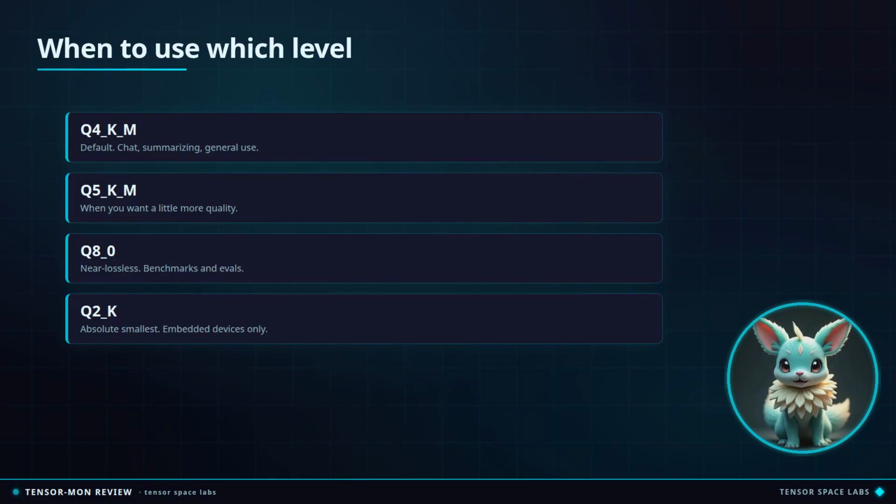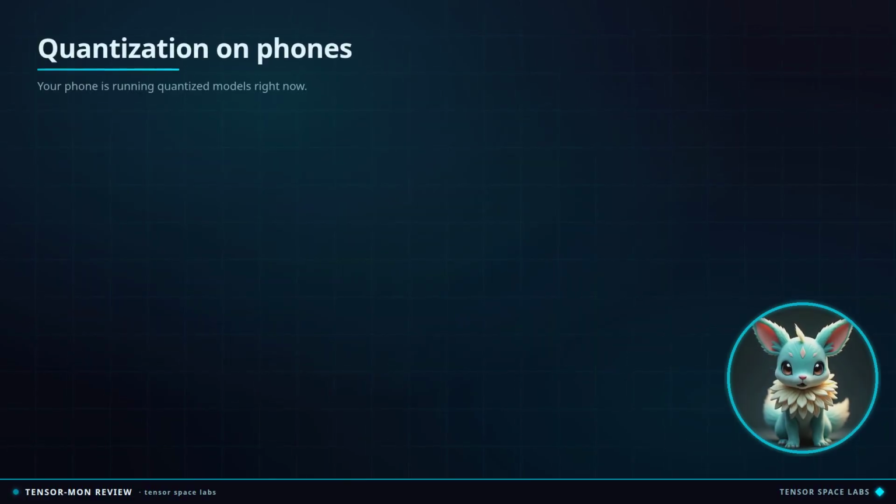Q2 is embedded-only territory. Your phone's autocomplete, your smart keyboard, and voice commands already use quantized models. They cannot afford to load a 14-gig file into a phone's tiny RAM, so they run tiny 4-bit models on the phone's dedicated AI chip. You have been using quantization without knowing it.